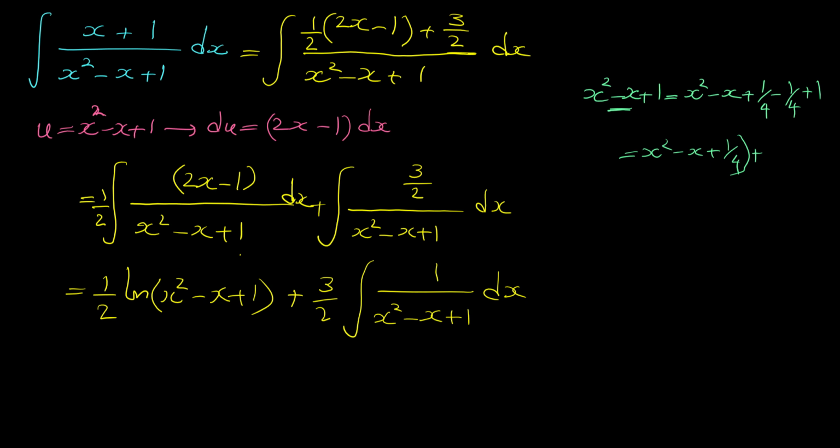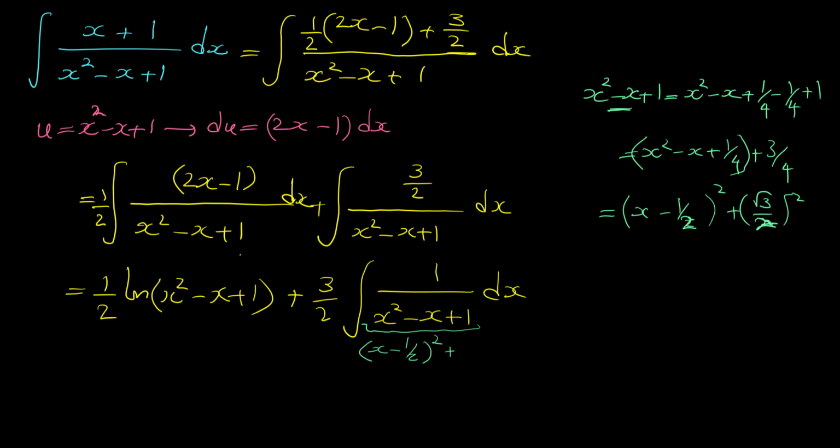So this is the bracket plus 3 over 4. The first bracket can be written as x minus 1/2 squared, and 3 over 4 can be written as radical 3 over 2 squared. So we can write this expression in the form of x minus 1/2 squared plus radical 3 over 2 squared. For finding this integral, again we use the same formula that we had in the two questions before: du over a squared plus u squared is 1 over a tangent inverse of u over a plus c.